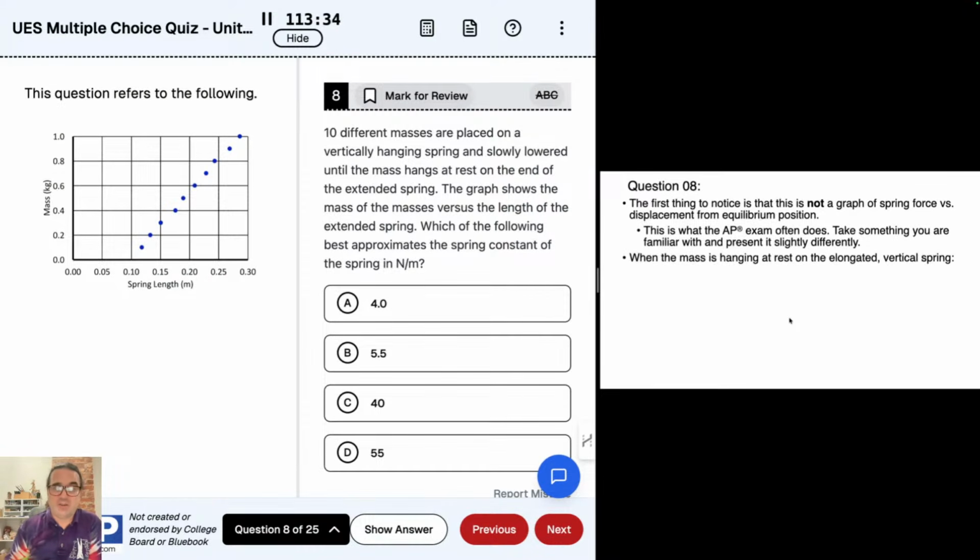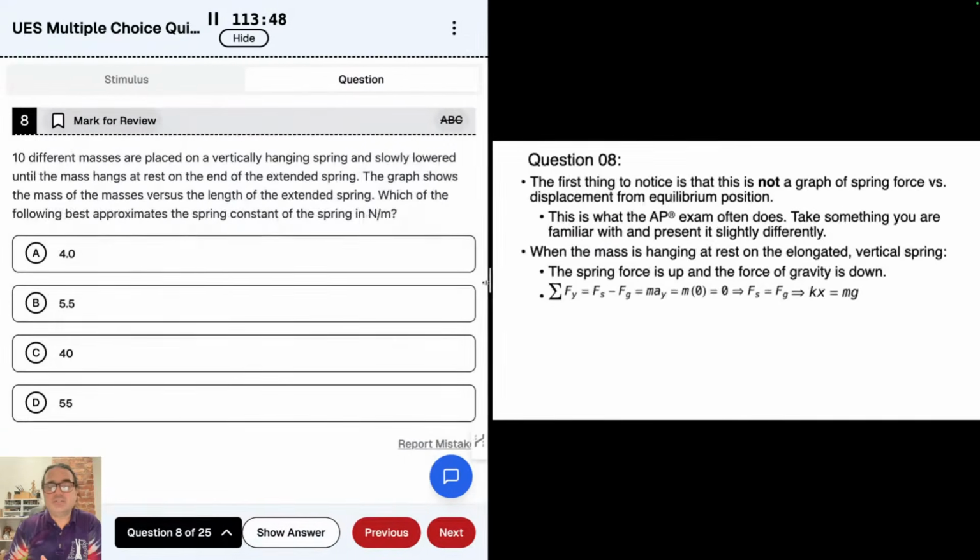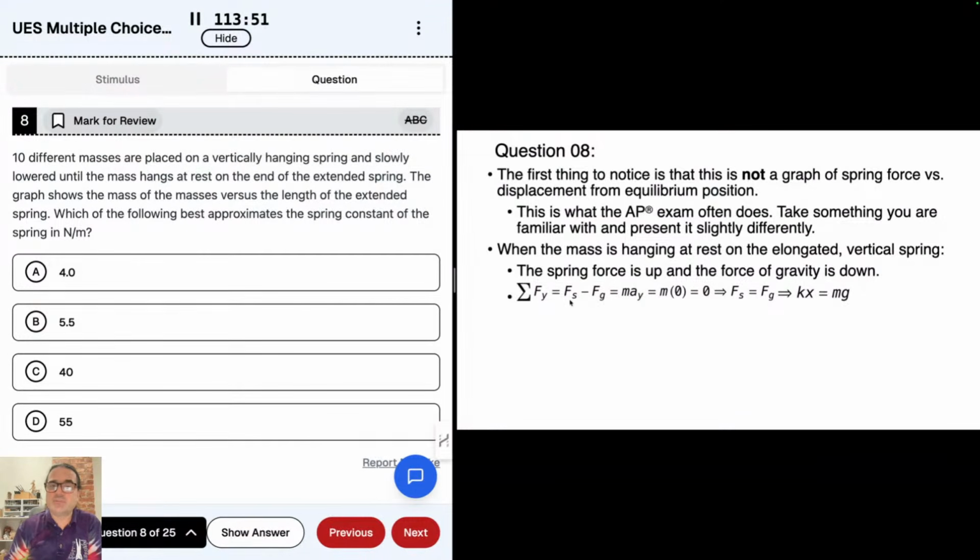It's very close. So we know when the mass is hanging at rest on the elongated vertical spring that the spring force is up and the force of gravity is down. So we can sum the forces in the y direction. We get net force in the y direction equals the force of spring minus force of gravity, which equals mass times acceleration in the y direction. Again, the acceleration in the y direction equals 0. Therefore, we get the force of the spring equals the force of gravity. So we can substitute the magnitudes of those equations. The spring constant times the displacement from equilibrium position equals the mass of the object times the acceleration due to gravity.